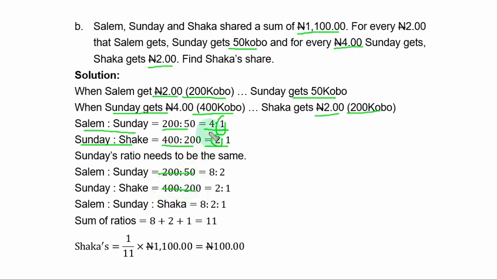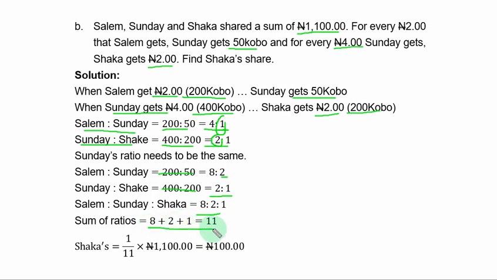All right, so if you multiply 4 by 2, you have 8. Multiply 1 by 2, you have 2. So Salem ratio Sunday is 8:2, and Sunday ratio Shaka is 2:1. We can now get the ratio of the three of them. Salem ratio Sunday ratio Shaka, that is 8:2:1. Sum of ratios is 11.